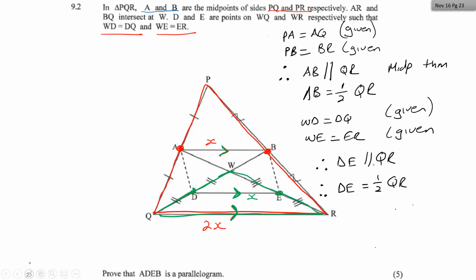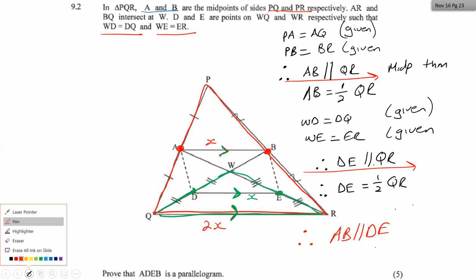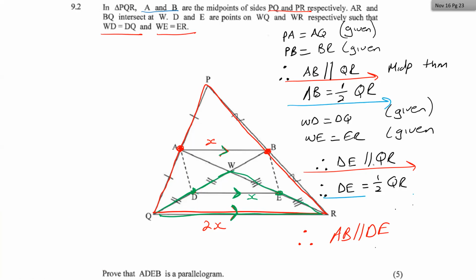Now, something very important for you to see. Can you see AB is parallel to QR and DE is parallel to QR. So therefore, we can now conclude that AB is parallel to DE. And you can highlight this if you want. You look at AB is half QR, DE is half QR. Therefore, AB is actually equal to DE.